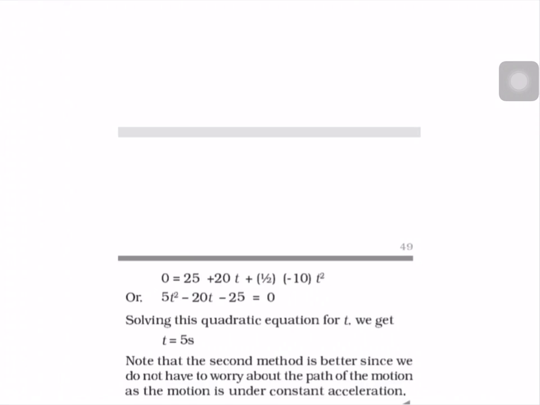So y naught equal to 25 meter, y equal to 0, v naught equal to 20, a equal to minus 10. What is t? You can apply the values. 0 equal to 25 plus 20 t plus half into minus 10 t square. So you can get the quadratic equation 5t square minus 20t minus 20 equal to 0. Solving the quadratic equation for t, we get t equal to 5 seconds.